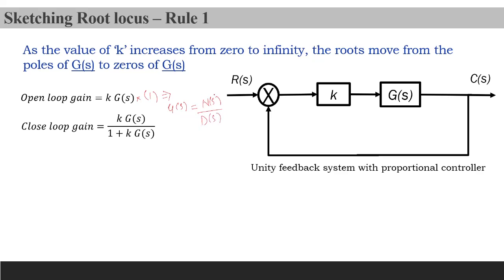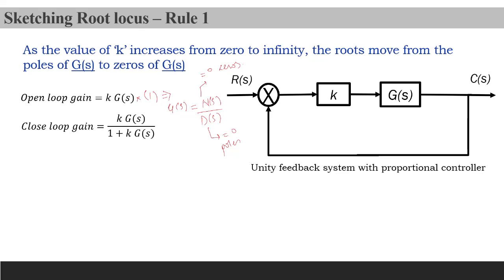So I'll call the numerator a polynomial N of s, and I'll call the denominator a polynomial D of s. And we know that if I equate D of s with 0, I'll get poles, and if I equate N of s with 0, I'll get zeros. So I think that's quite simple. Yeah, so remember this, onwards we go.